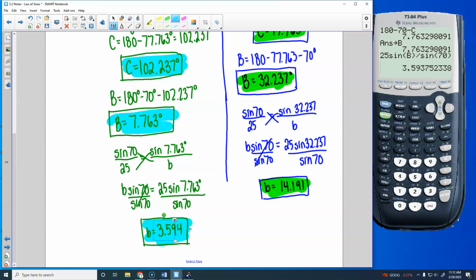Okay, questions? Ambiguous case is not super common, but it does happen, and you will see some questions like that on a quiz. I think we're going to have our quiz on law of sines and cosines Friday this week.